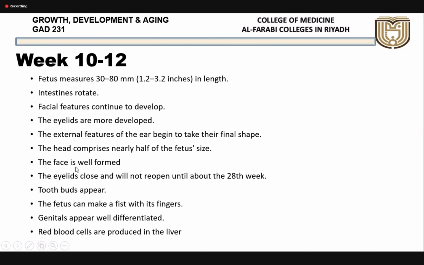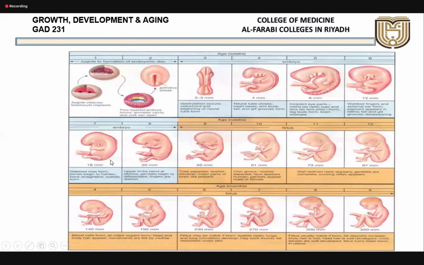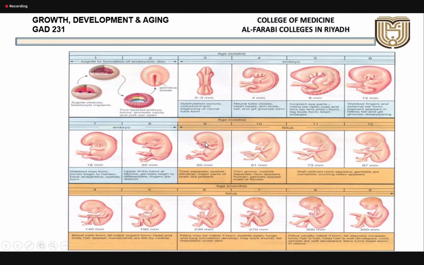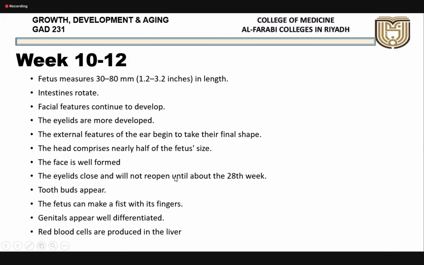Okay. Then the face is well formed, as you can see here. The face now has features of the nose, the mouth, the eyelids, everything has been formed. The eyelids close and will not reopen until about the 28th week. If you see here in the initial stages, it is open, but now it closes the eye and helps in the development of the eye itself, and it will not reopen until the 28th week of the intrauterine life.